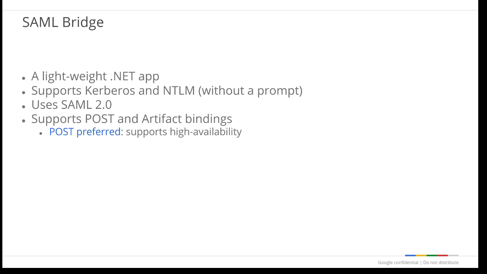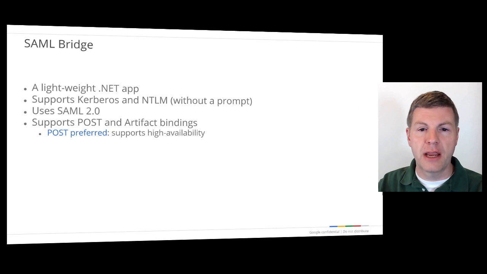Post bindings rely on the user's browser to send all information, while artifact bindings cause some information to be sent directly between the GSA and the SAML Bridge on a secure back channel. Google recommends post bindings, as they can be used in a high availability environment with multiple GSAs and multiple SAML bridges. However, some network administrators may want to limit SAML user data sent through the browser for security reasons.